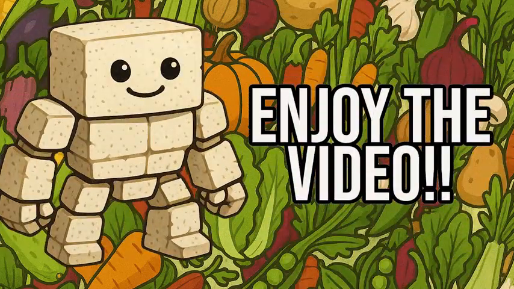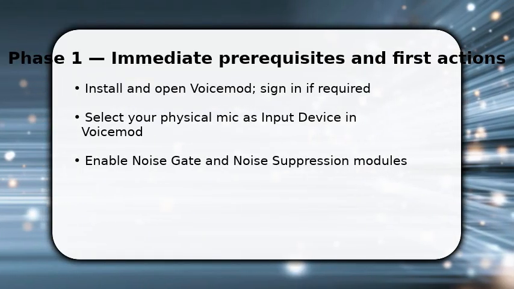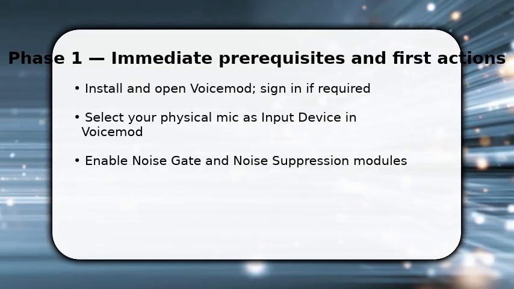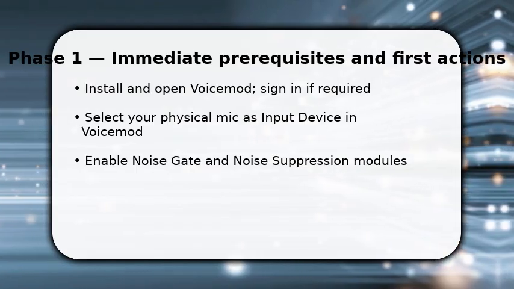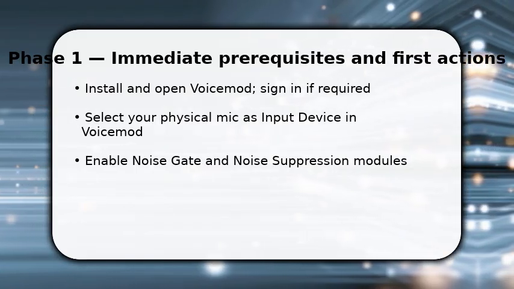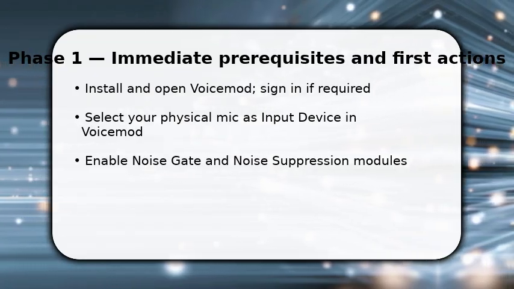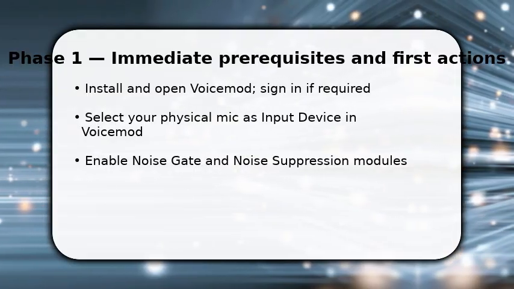Please enjoy the video. You begin by confirming your input and basic processing. Open Voicemod, pick your real microphone as the input device, and set sample rate to match your system. Once done, enable the built-in noise gate and noise suppression. These are the first filters that reduce hiss and low-level room noise.